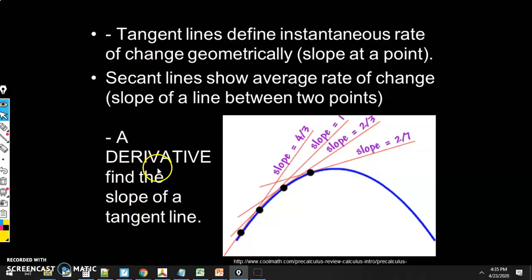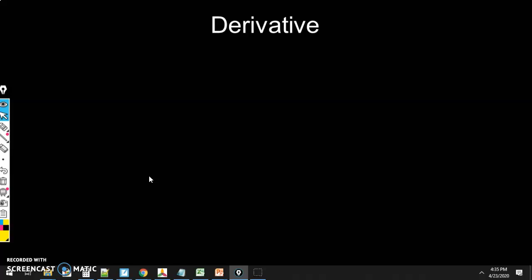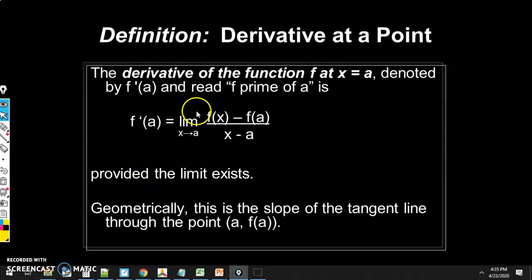A derivative is simply finding the slope of a tangent line, or finding the instantaneous rate of change, in other words. So you want to be able to associate those words together: derivative, instantaneous rate of change, tangent line. Okay, so here is a formal definition of the derivative for you.